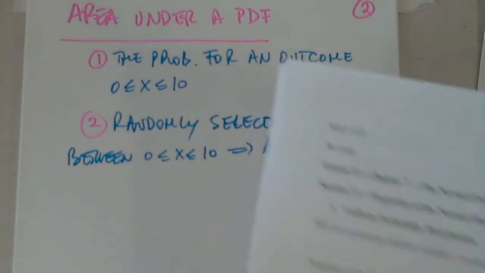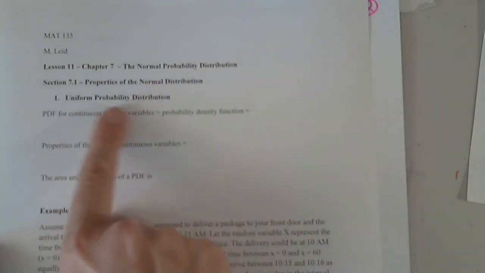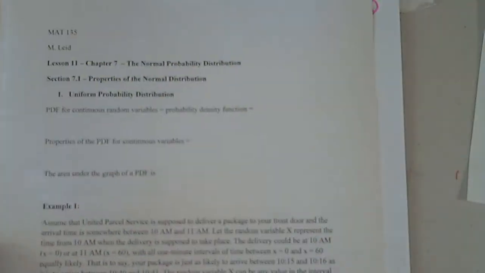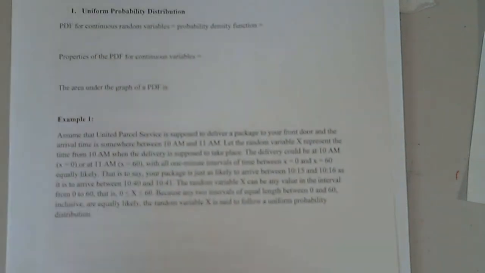And here's our first example. It's exactly the same thing with the uniform. So we are not yet talking about the normal probability distribution. We're still talking about the uniform. Everything I mentioned before is valid for both. That's why I put them side by side. So let's look at the first example.